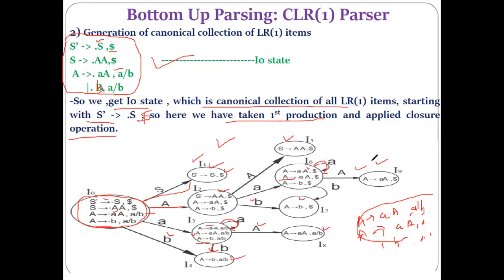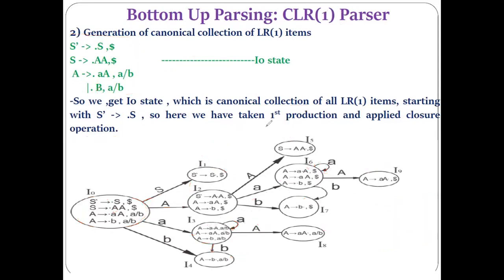Now if you compare this canonical collection of LR1 items with the canonical collection of LR0 items, you can see the states are increased. The main reason the states are increased is the look ahead symbols. If you see states like I3 and I6, both states are similar in their LR0 items, but the look aheads are different. If you see I4 and I7, the LR0 items are the same, but the look aheads are different. If you see I8 and I9 also, the LR0 part is the same, but the look aheads are different. Because of this, some extra states are added here.